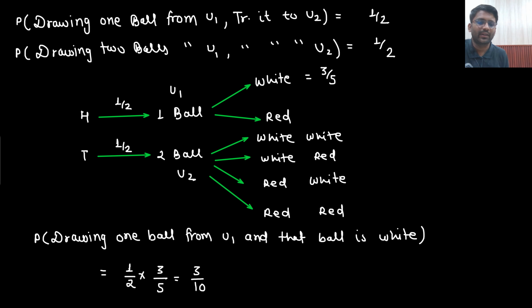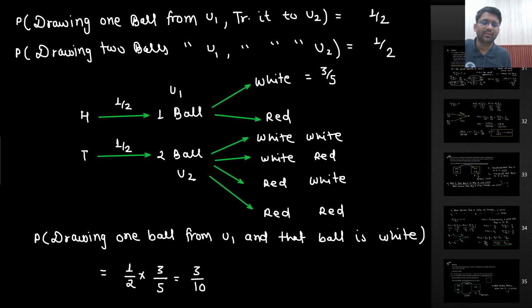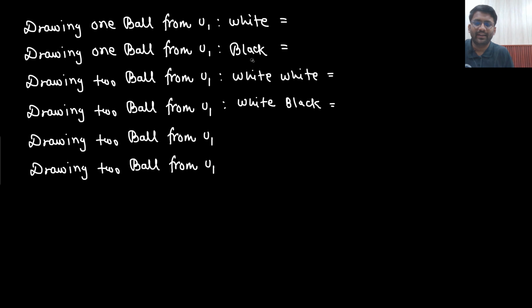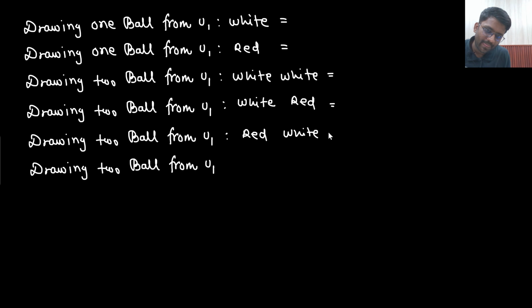Red, oh, why do I keep saying red? Okay, sorry guys. The balls are red and white, not black. Which color is there? That is confusing. White, red, white, red. First ball is red, second is white, and first ball is red, second is also red.